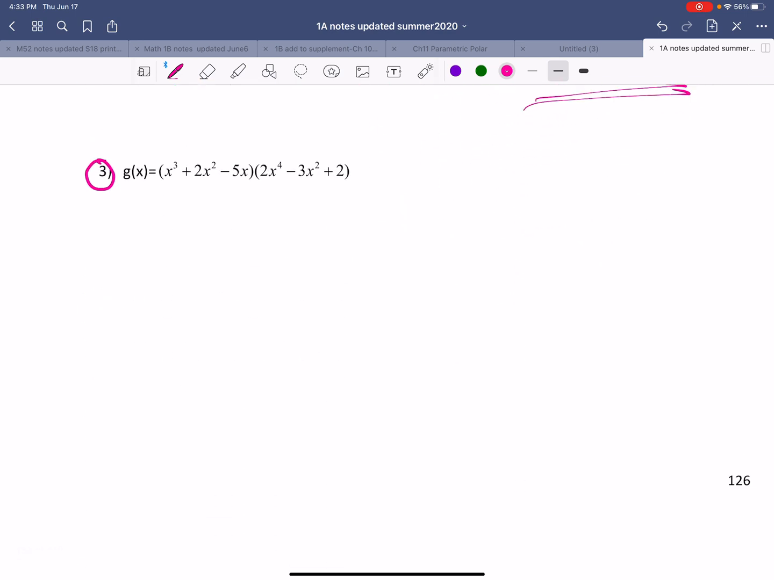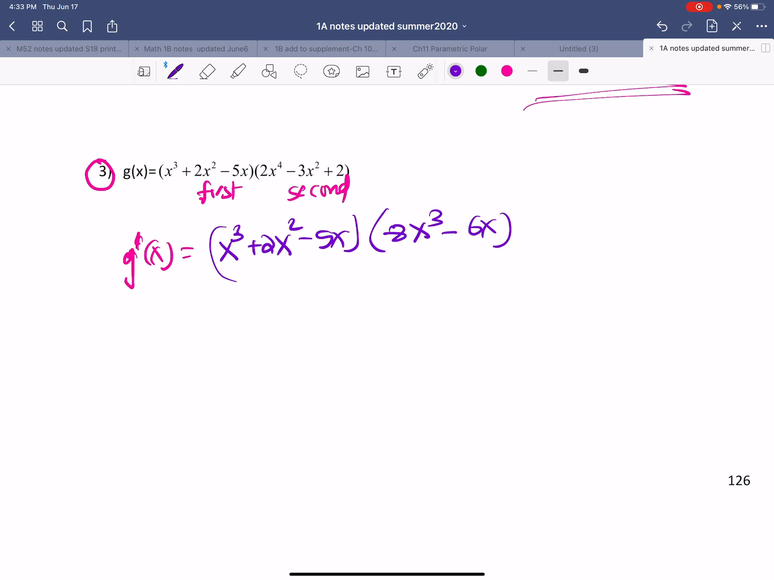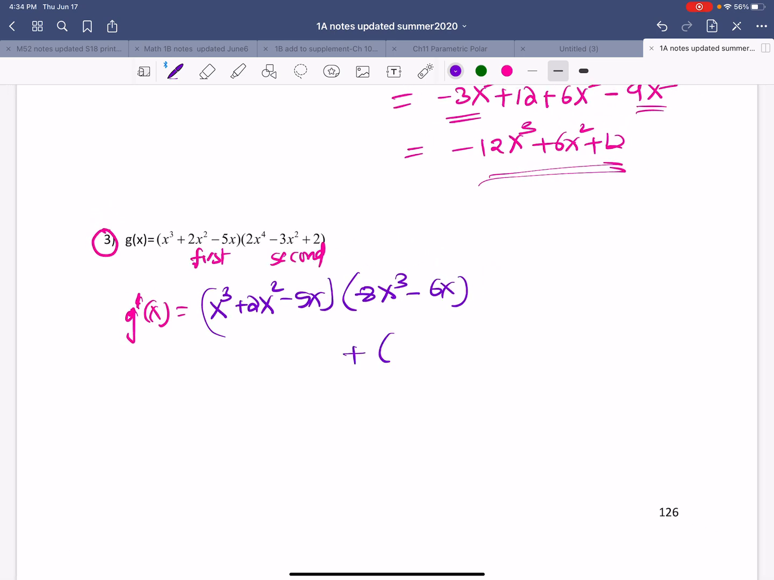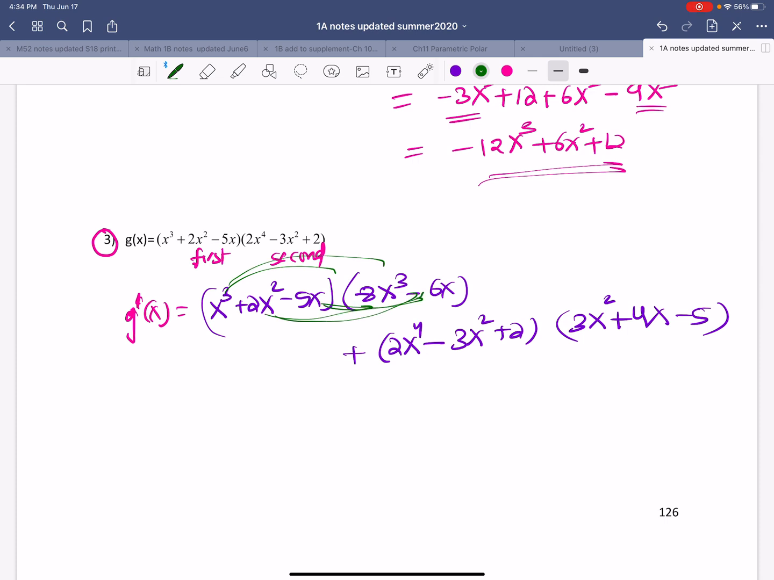Here's another one. So this is my first function, this is my second function. When we do g prime of x, that's going to be the first function as it is, 2x squared minus 5x, times derivative of second, which will be 8x to the third minus 6x. Plus the second function remaining as it is, 2x to the fourth minus 3x squared plus 2, times derivative of first, which is going to be 3x squared plus 4x minus 5. And in this case, there's a lot of foiling required. There's a lot of distributive property required if you want to open it up. I would usually not do that.